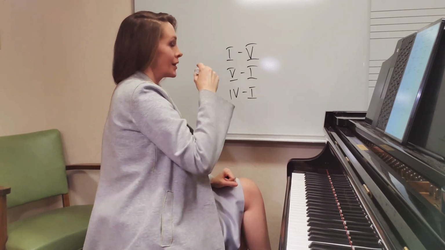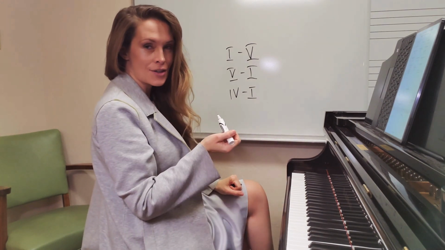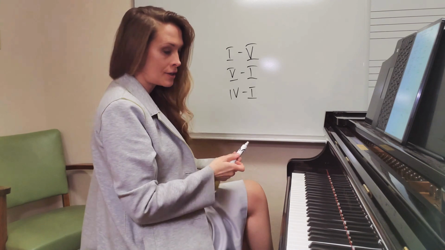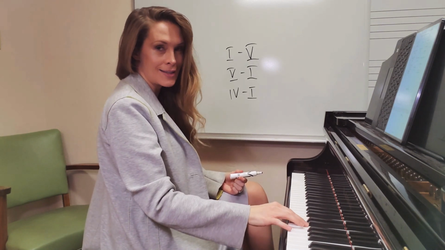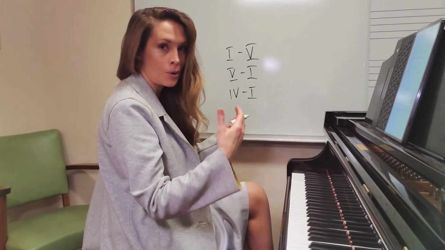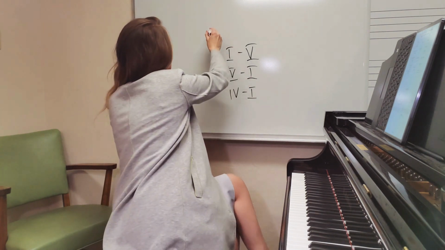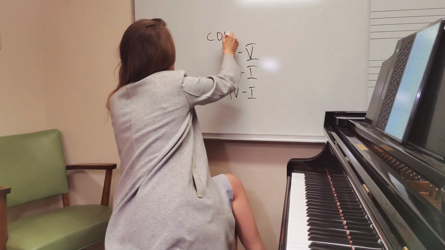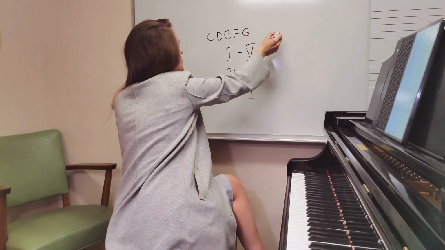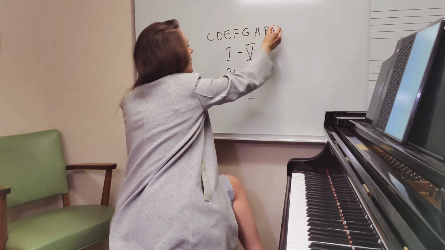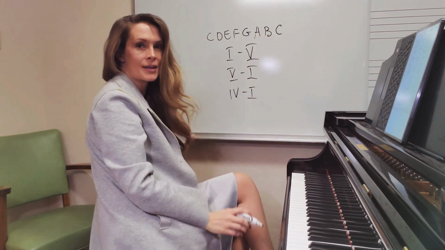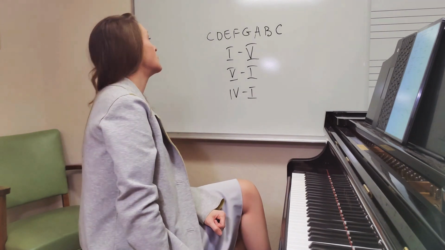So let us write the C major scale. What do you know about the C major scale? It starts with C, and it goes in alphabetical order, like this: C, D, E, F, G, A, B, and then you start again with C. So that's the complete C major scale.